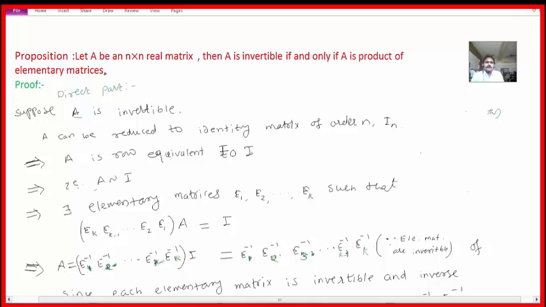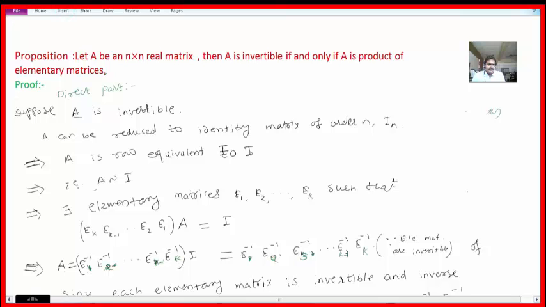In this lecture we will see one important theorem related to invertibility of a matrix and elementary matrices. This is the last theorem of the elementary matrix part. So let us see the theorem.